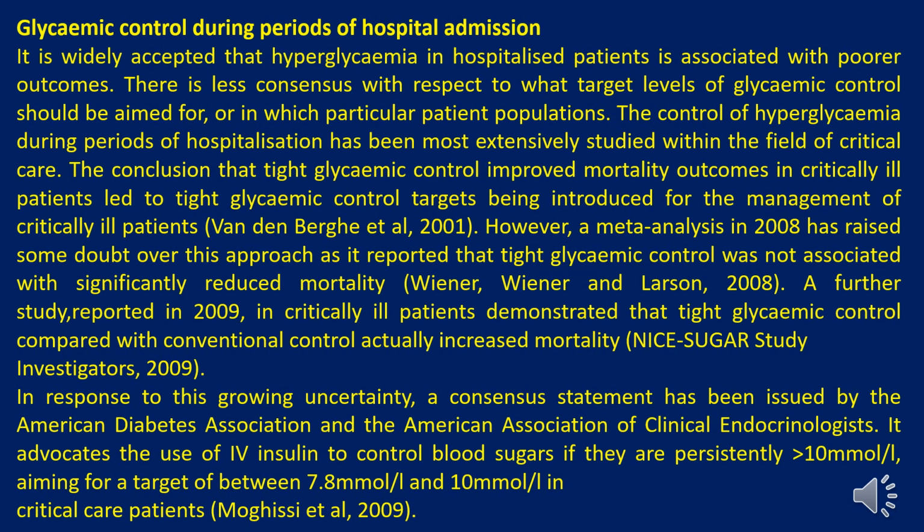In response to this growing uncertainty, a consensus statement has been issued by the American Diabetes Association and the American Association of Clinical Endocrinologists. It advocates the use of IV insulin to control blood sugars if they are persistently above 10 mmol per liter, aiming for a target of between 7.8 mmol per liter and 10 mmol per liter in critical care patients, as published by Moghissi and colleagues in 2009.